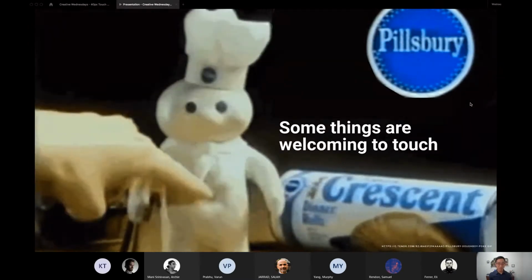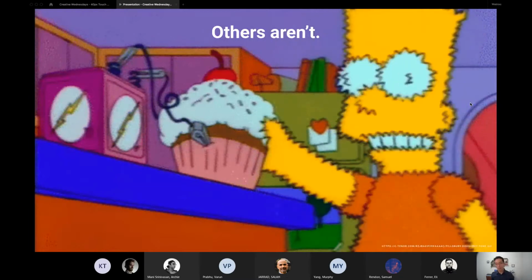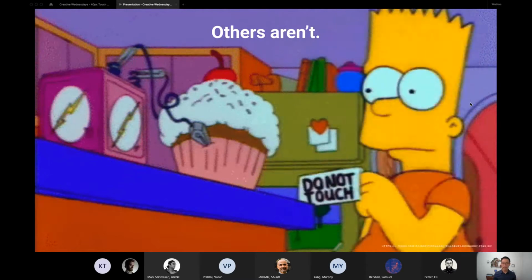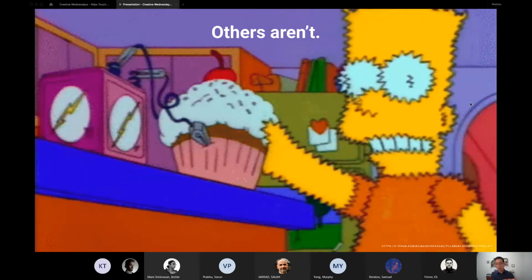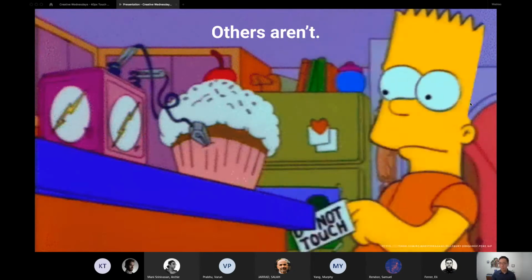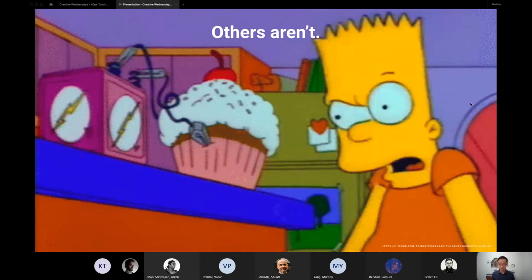On the other side of the spectrum, we have things that are not so nice to touch, not so pleasant to touch. I don't know if anyone in middle school had those prank gum holders that had a piece of gum sticking up, but if you pulled it, it shocked you. Those are more surprising, maybe not in a good way, but things that are not so enjoyable to touch.